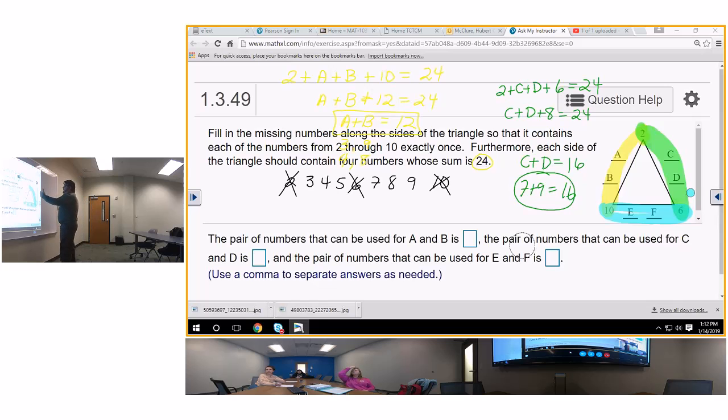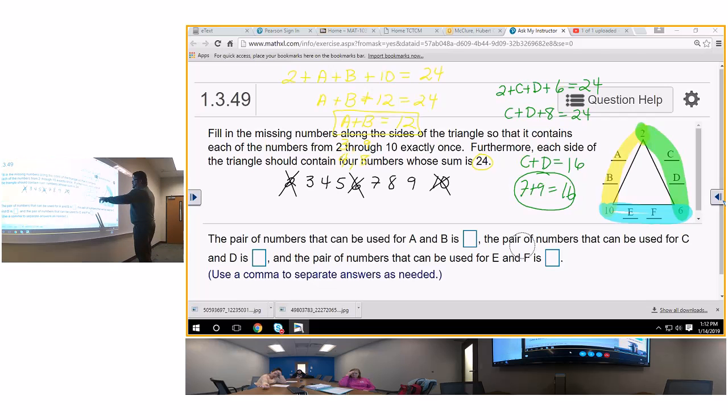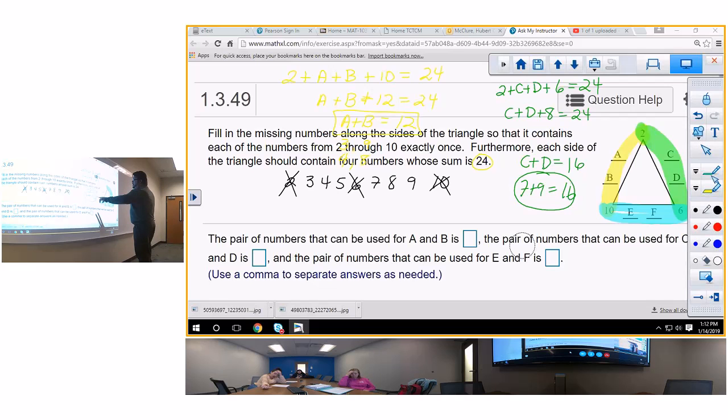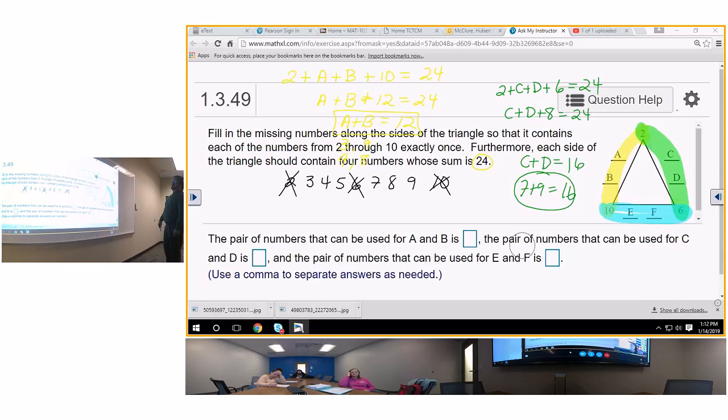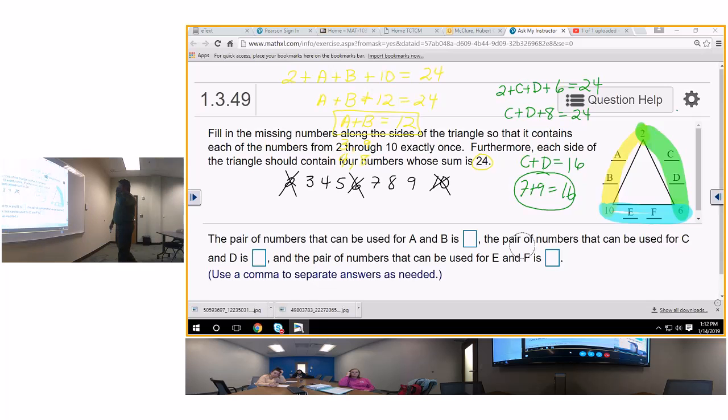You could use 8 and 8, but the rules specify that you can only use one number for each blank. So I don't think you can use the numbers twice. Somebody, if you've done this question, tell me if I'm right or wrong. Can you use the numbers twice? I don't think it says you can. So here's the blue.